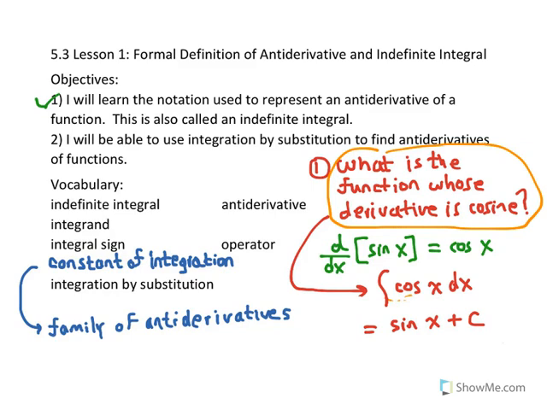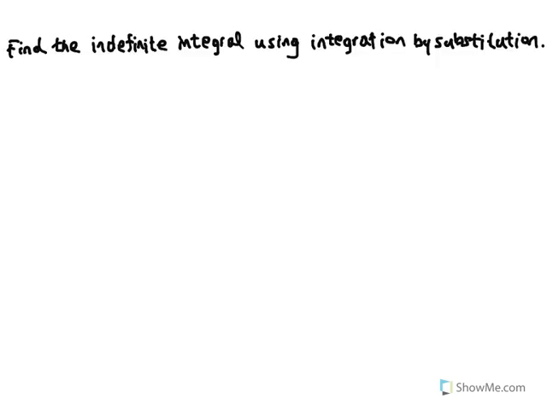Now, you could have some integration problems where the integrand is perhaps a composition of functions, a bit more complicated. So how do you deal with that? You use a technique called integration by substitution. You will be able to use integration by substitution to find antiderivatives of functions that are composite functions. And let's look at some examples for objective 2. The instructions are find the indefinite integral using integration by substitution, and here's our first example.